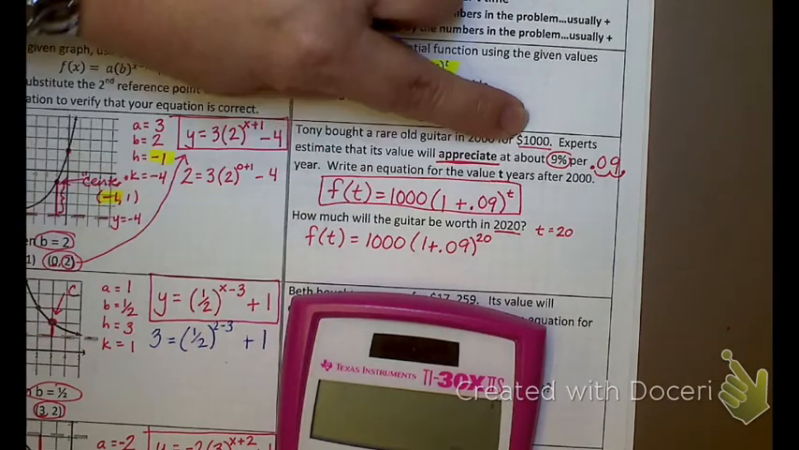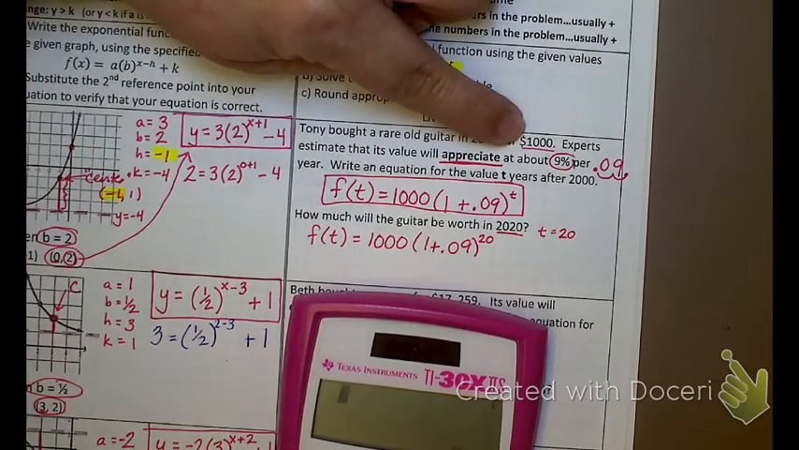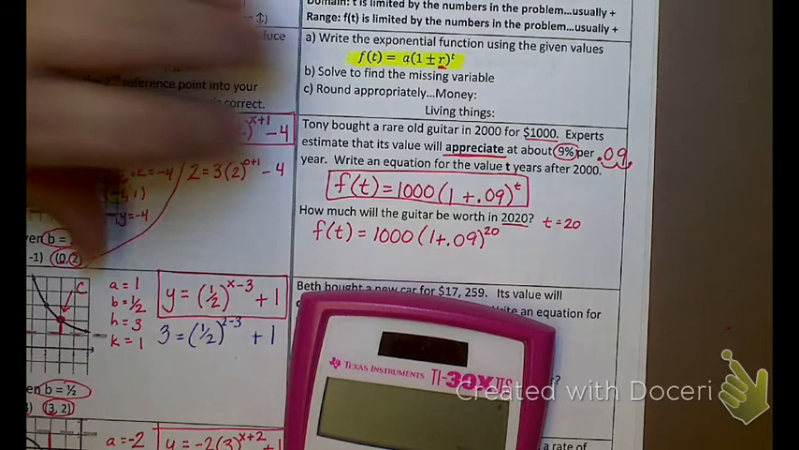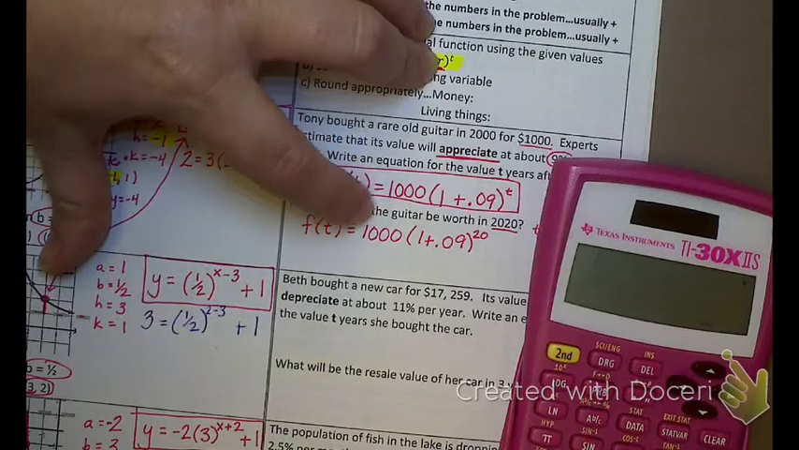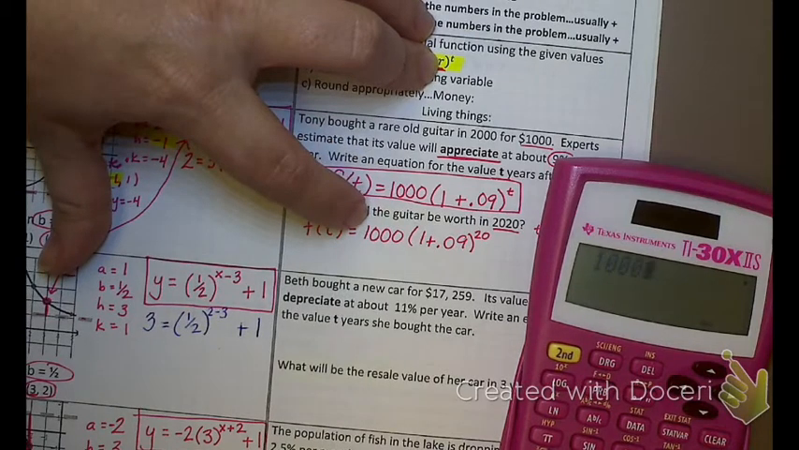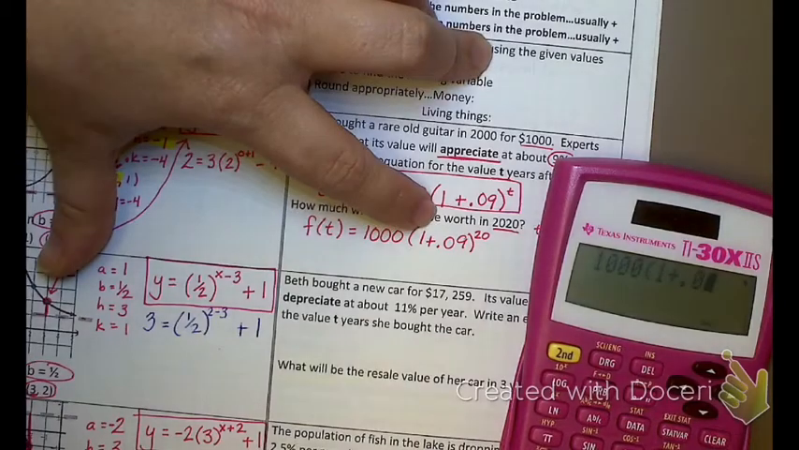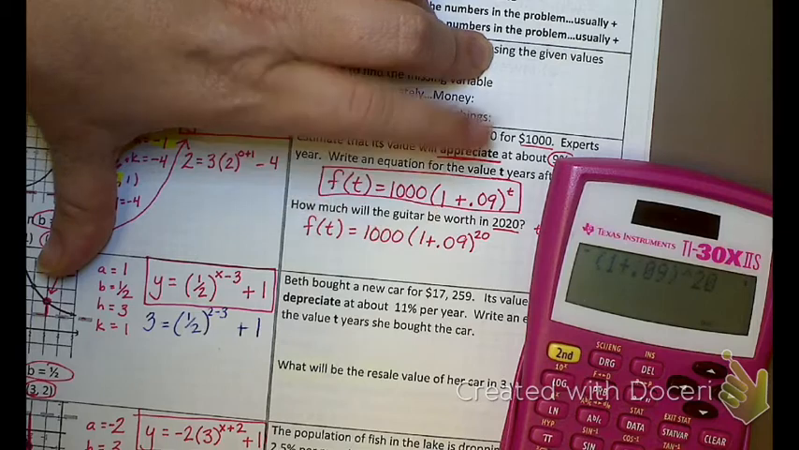Now, before I plug this into my calculator even, I should have an idea that if Tony bought it for $1,000, then 20 years later, it better be worth more than $1,000 if it's going up in value. So if I type in something and I get a number that's less than $1,000, that should be a big red flag to me telling me that I did something wrong. So let's see what we get when we type in 1,000 times 1 plus 0.09 to the 20th.